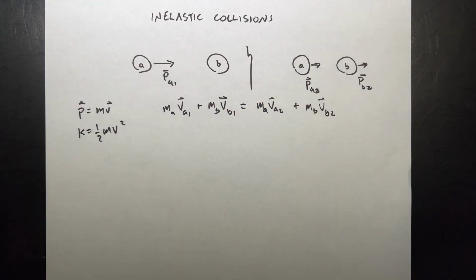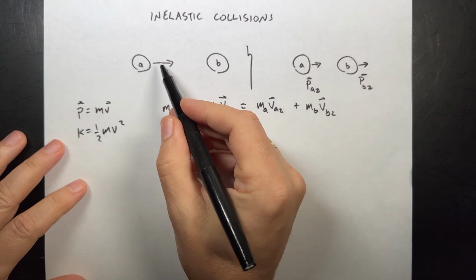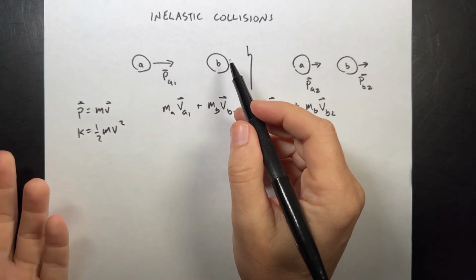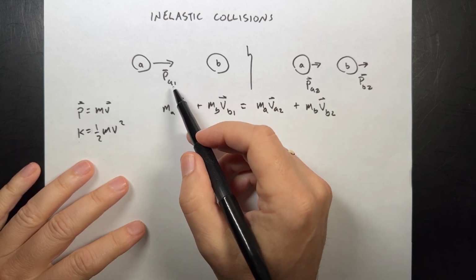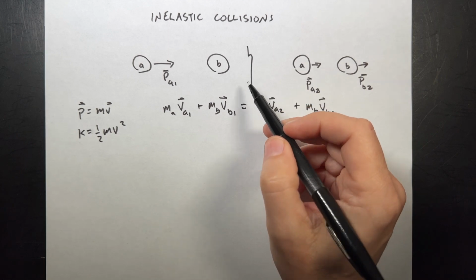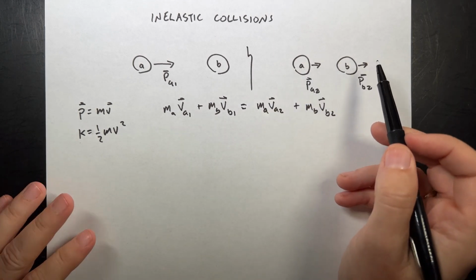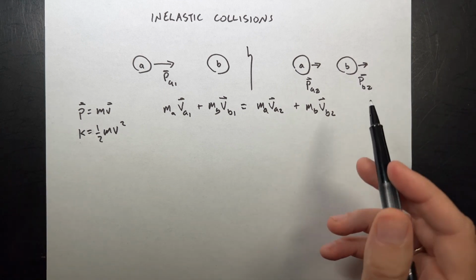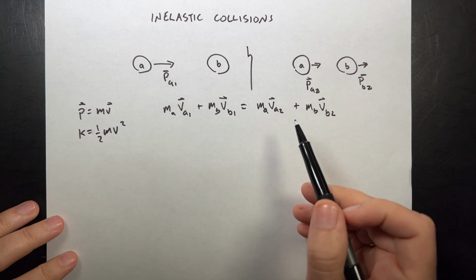So suppose I have two objects that are colliding. I have object A, it's moving towards B, and B's at rest, just for fun. And so it has an initial momentum PA1, meaning initial. And then it collides. That's my symbol for sometime later. And then they both move. Who cares? It's something. I mean, I care. We all care. But they're both moving.